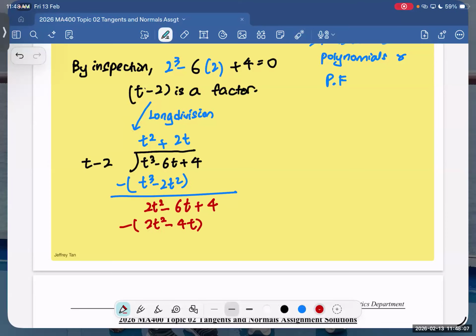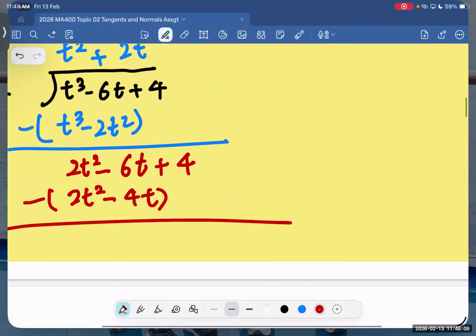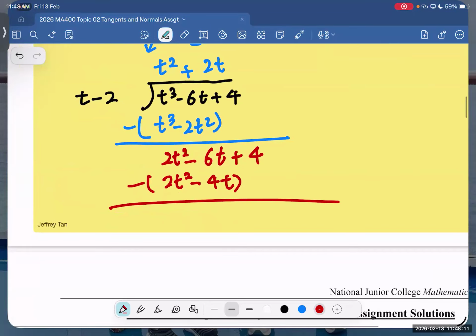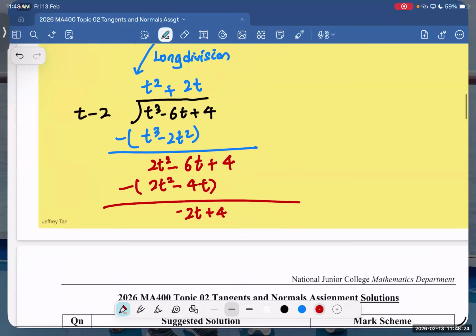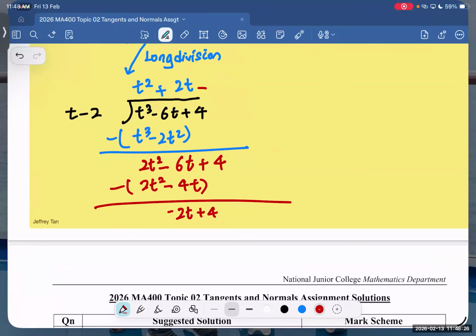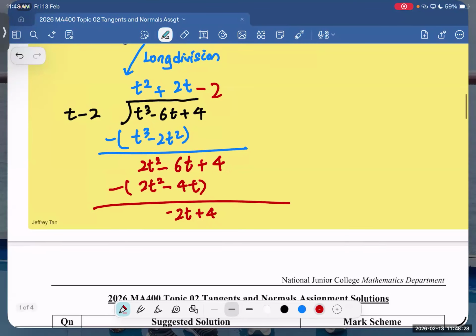Okay? What's my final coefficient of t? Can anyone tell me? Minus 2t plus 4. Very good. So minus 2t plus 4, then what's my last number here? Minus 2. Very good. So minus 2t plus 4. Unfortunately, I got no more space, but I will give you 0.